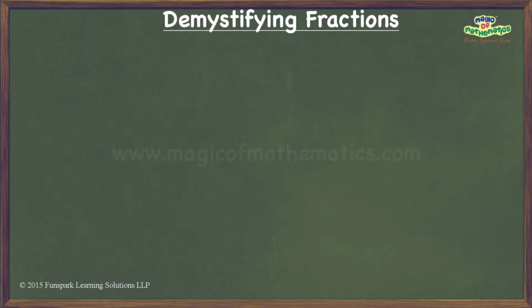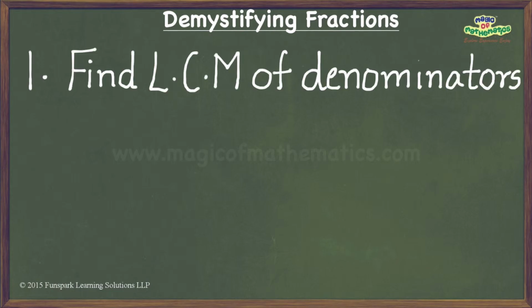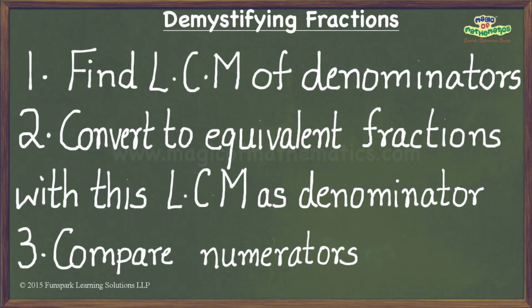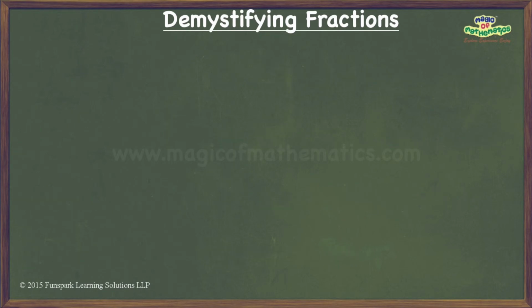Let us now formalize our approach for comparing two fractions. Given two fractions, the first thing that we need to do is to find the LCM of the denominators. Once we have the LCM, we need to convert each of the two fractions into their equivalent fractions with this LCM as the denominator. Once this is done, we need to compare the numerators of these equivalent fractions. The fraction with the larger numerator will be greater than the other fraction. In this video, we have intuitively examined an approach for comparing two fractions.